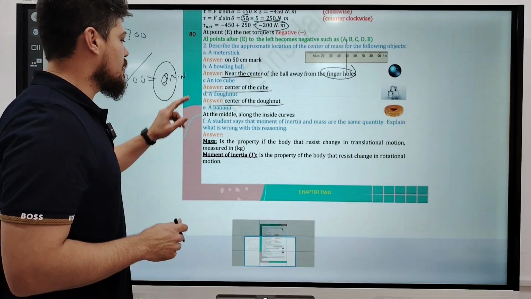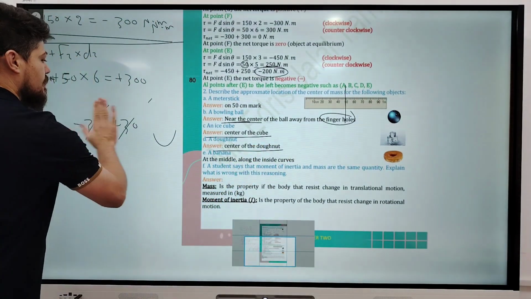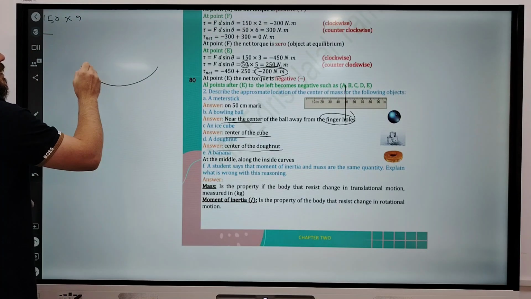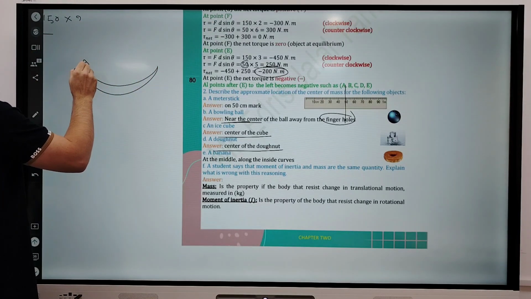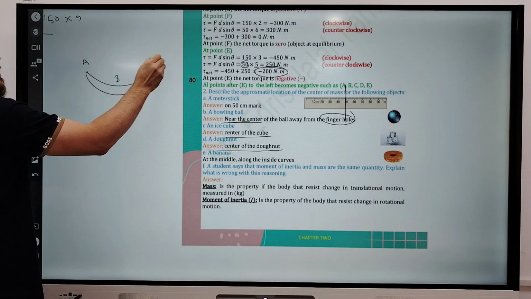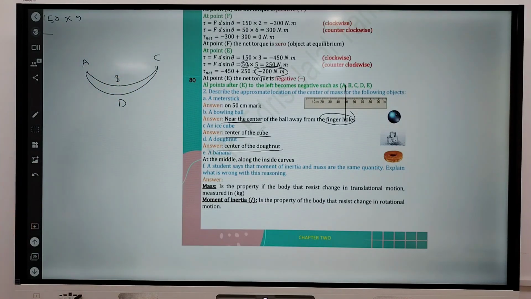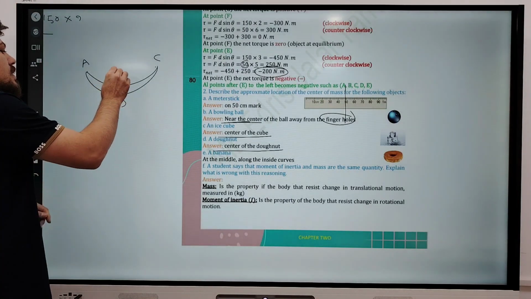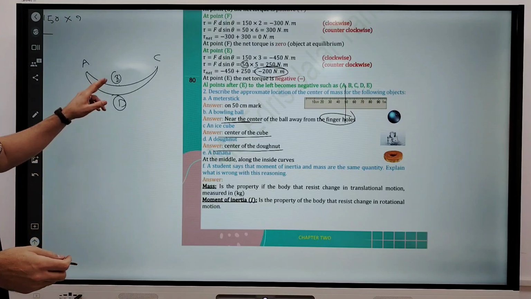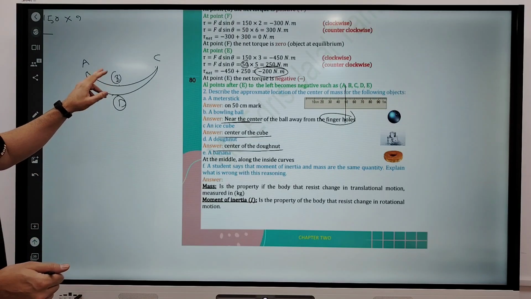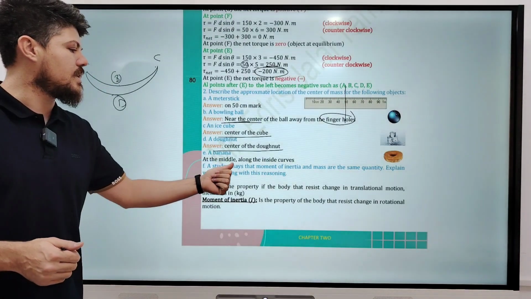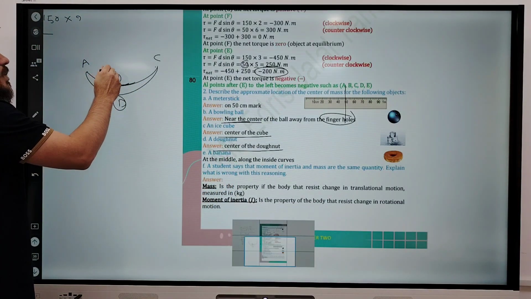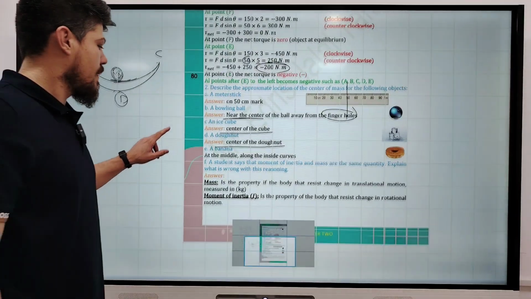A banana, look at, this is banana, okay? The center of mass of banana is located also at the middle. For example, this is banana, A, B, C, D. Which point is the center of mass of the banana? B or D? Both of them center, but B is correct. Why? Because the center of mass of the banana is located at the middle along the inside curve, not outside curve, be careful. Okay, along what? Along the inside curve.